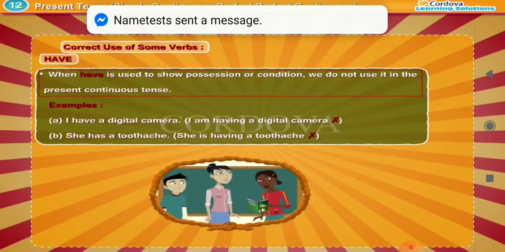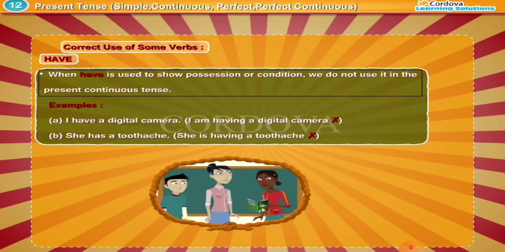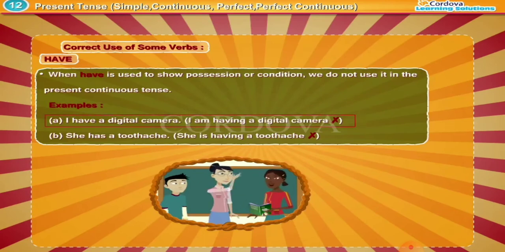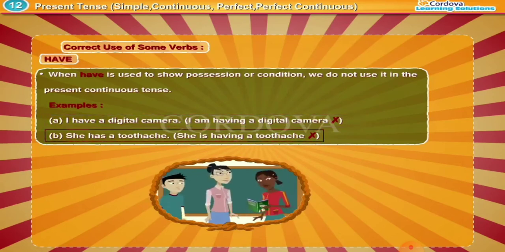Correct use of some verbs. Have. When have is used to show possession or condition, we do not use it in the present continuous tense. Examples: I have a digital camera. I am having a digital camera. Wrong. She has a toothache. She is having a toothache. Wrong.